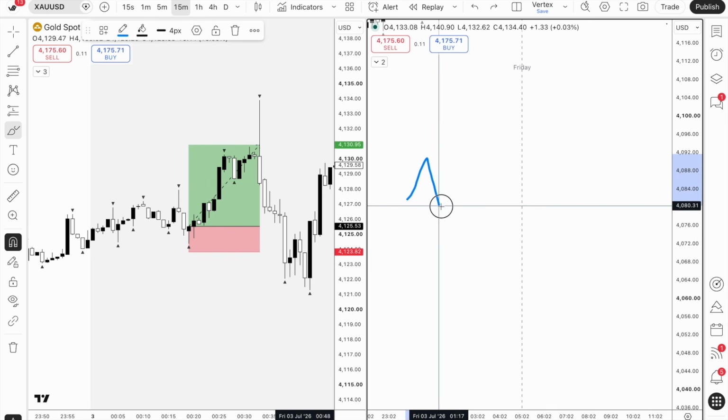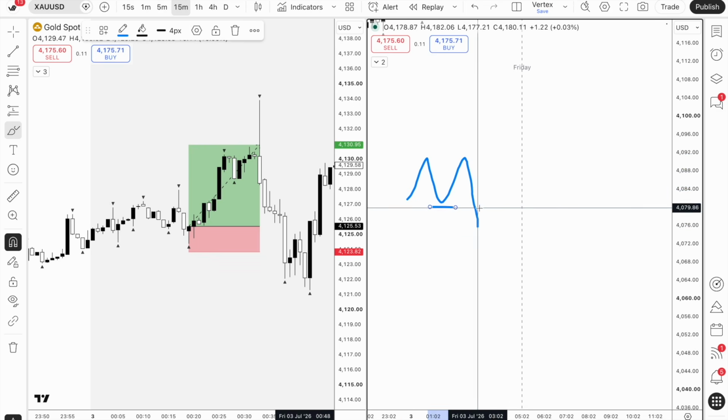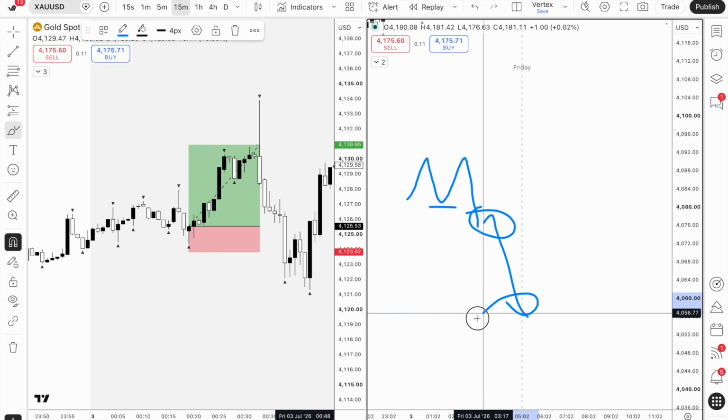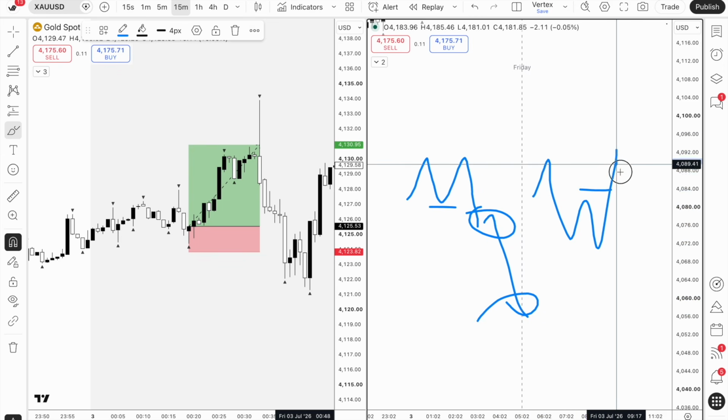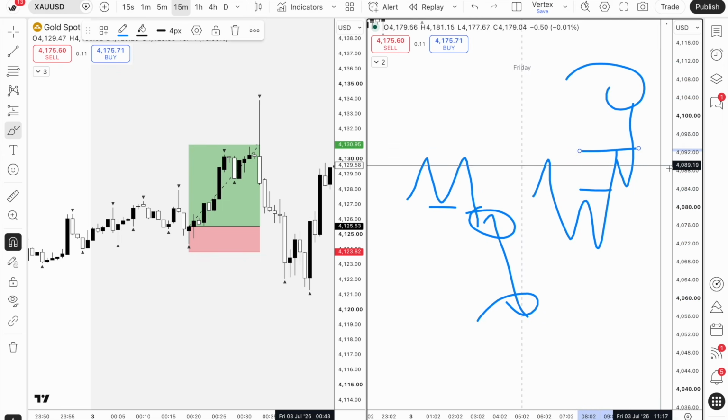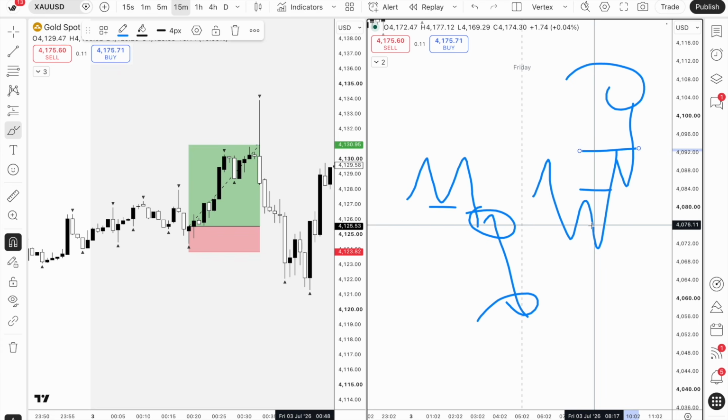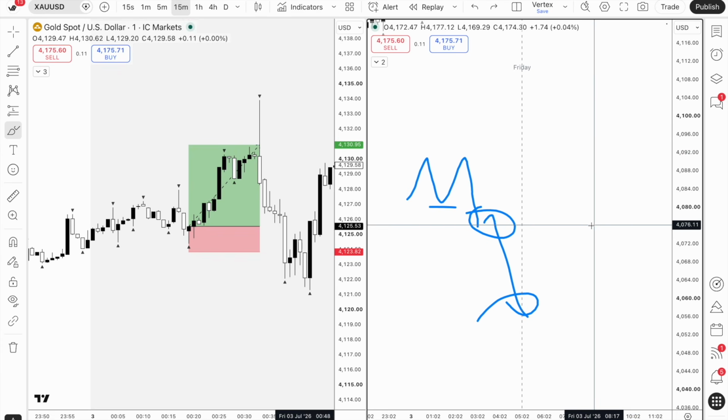In terms of continuation, once a fractal low gets taken, we are looking to go short, sorry, and once a fractal high gets taken, we are looking to continue on and take the high. This is not to say that the reversal edge does not work. However, we have optimized the edge to the point where we have found certain pairs and certain times that work better for the continuation model, and some pairs and times that work better for the reversal model.